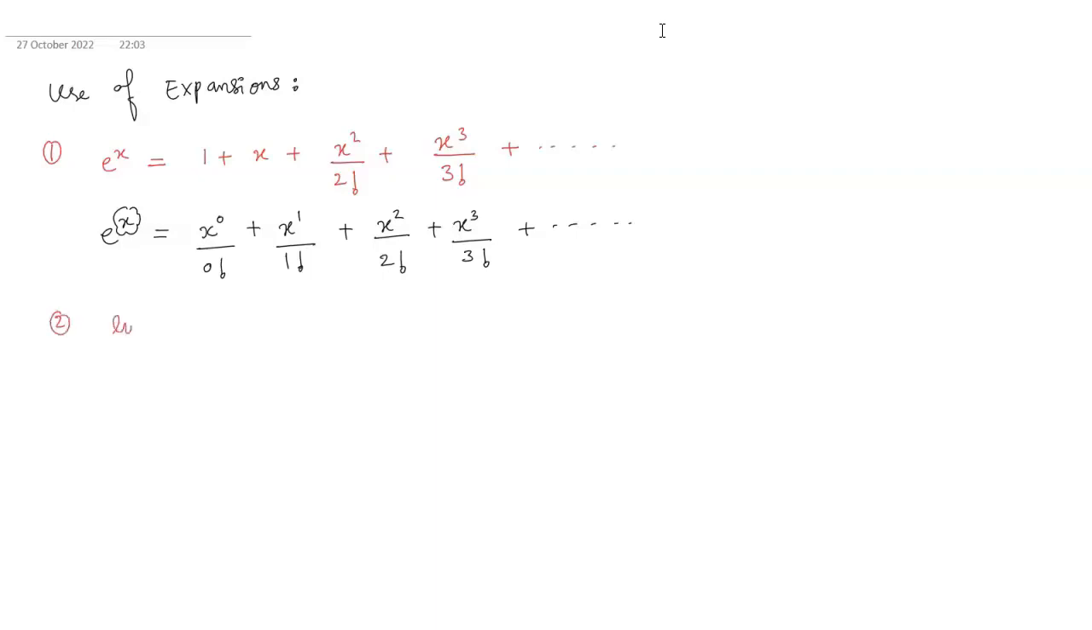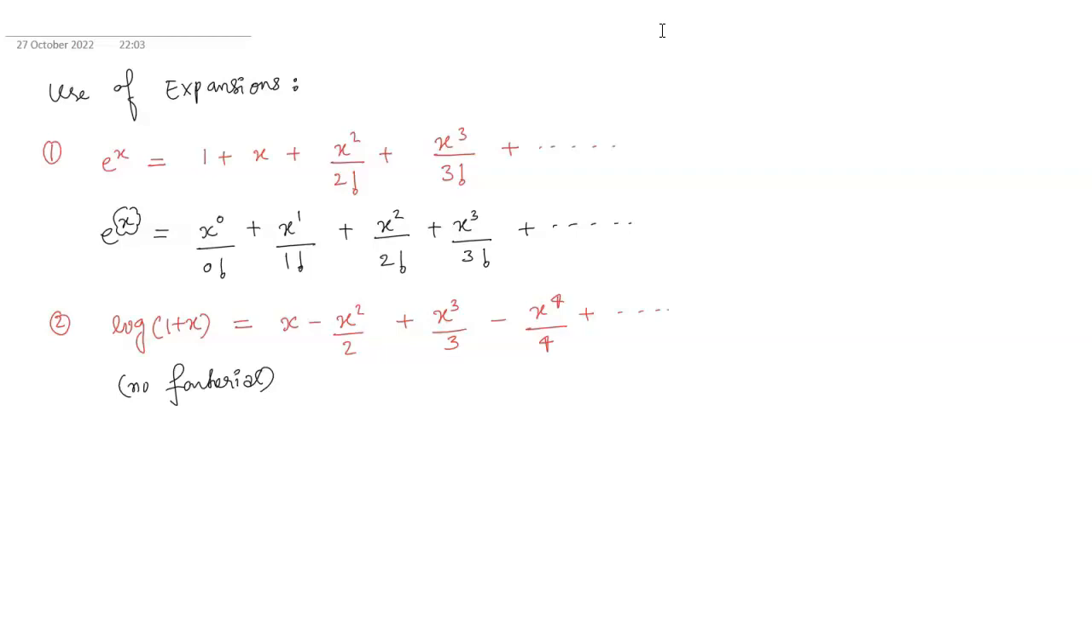Next one is log of 1 plus x. Now what is log 1 plus x? It is basically x minus x square by 2 plus x cube by 3 minus x to the power 4 by 4 and then again plus, and this will continue so on. The important thing to notice is here no factorial is involved. No factorial. Otherwise the confusion will prevail in the problems while solving.